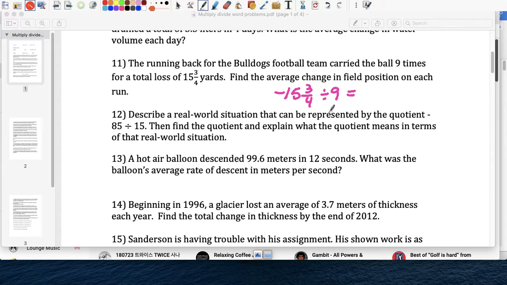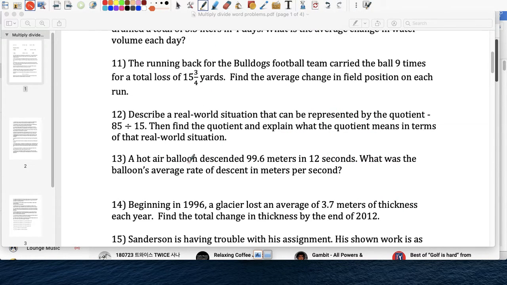So 4 times 15 is 60, and that's 63 over 4, negative. Times the reciprocal of that, which is 1 over 9. We can simplify the 63 and 9. 9 divided by 9 is 1. 63 divided by 9 is 7. Final answer, negative 7 over 4, or 1 and 3/4. So he lost 1 and 3/4 yards per carry every time he carried the ball.